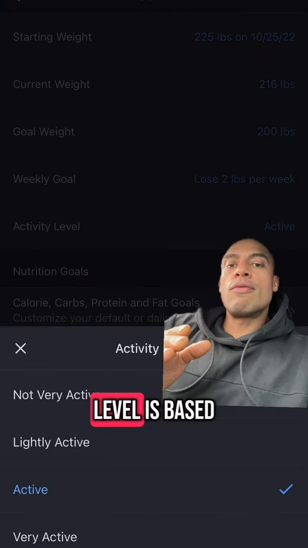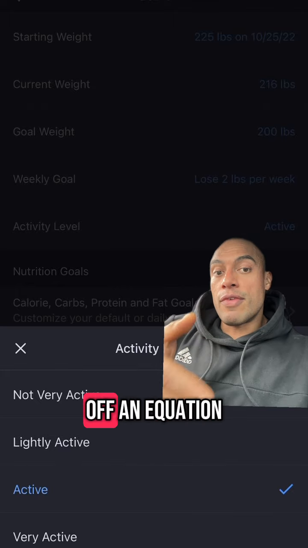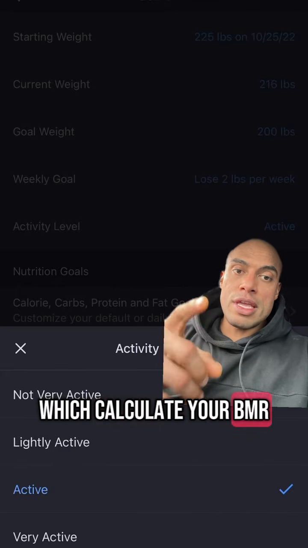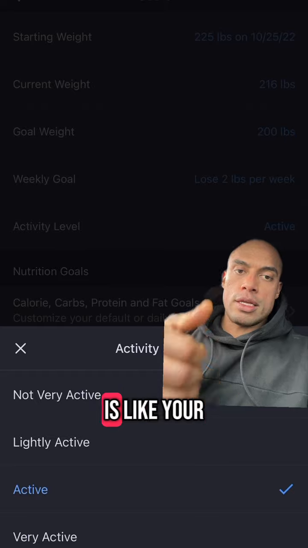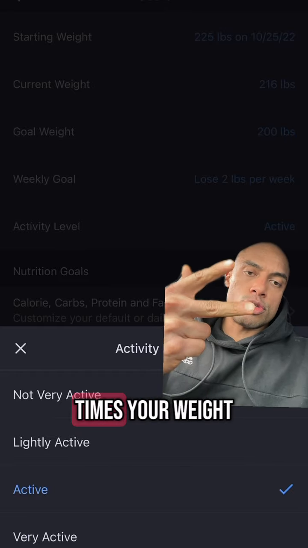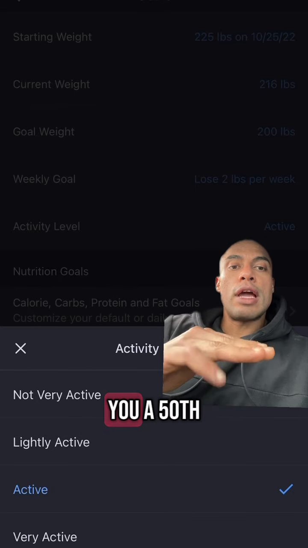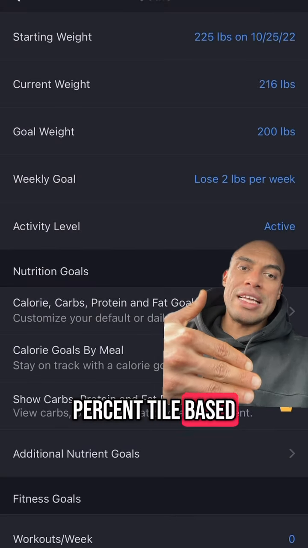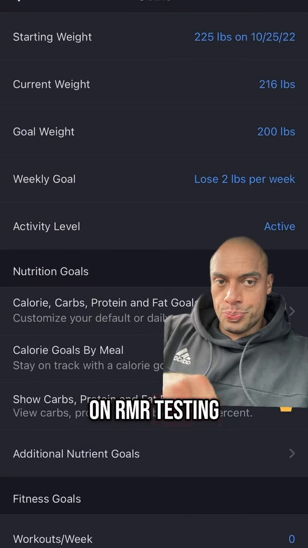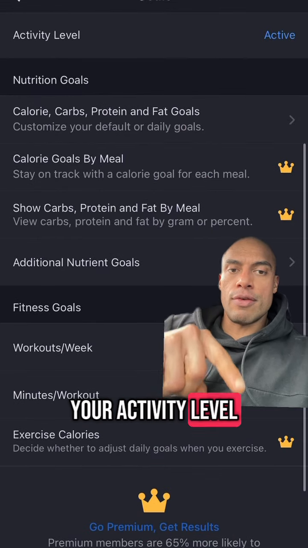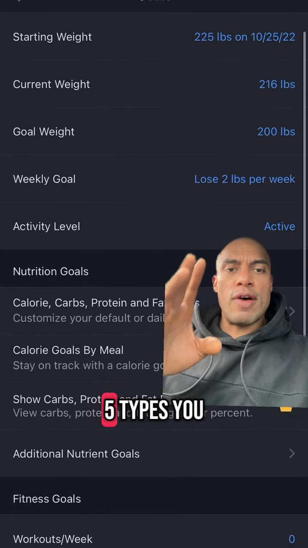So the activity level is based off an equation which calculates your BMR, and your BMR is like your age times your height times your weight and your gender, and it gives you a 50th percentile based on RMR testing. Then it multiplies your activity level. You have 4 or 5 types.